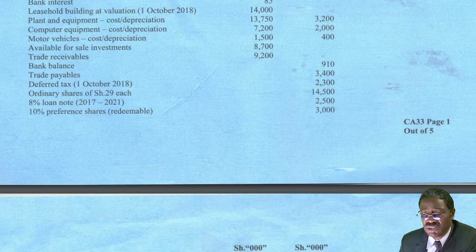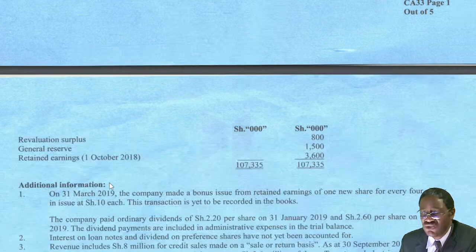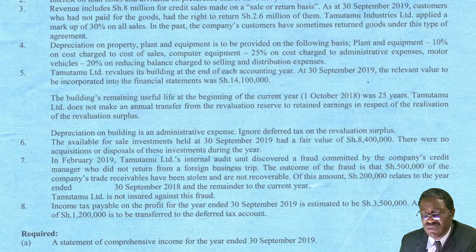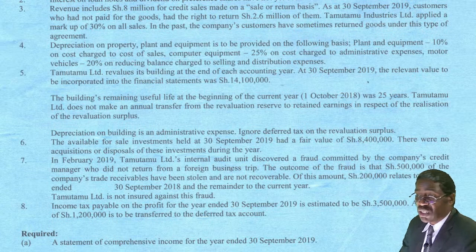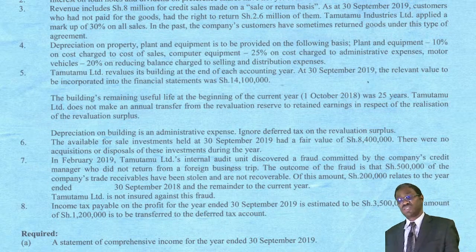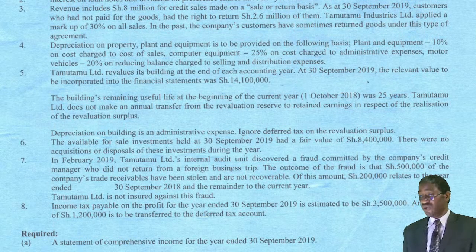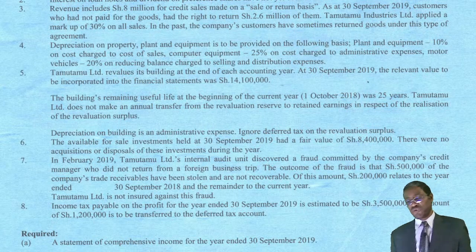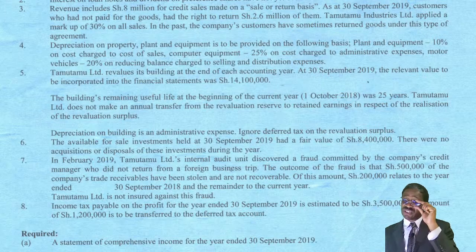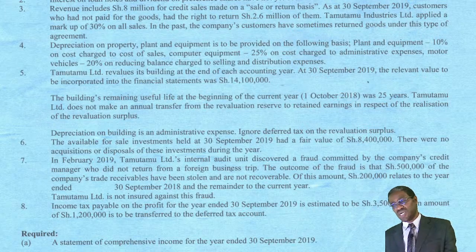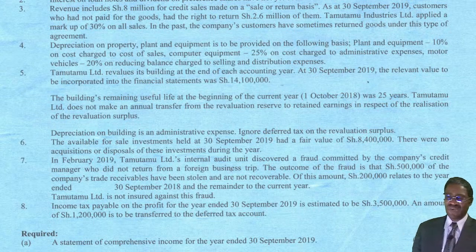From the additional information, we are being told it was revalued to how much? Note number 6 says it was revalued to 8.4. Are you seeing it's a loss on revaluation? This time we have a loss on revaluation. Your book value originally was 8.7 as per the trial balance, but the fair value at the end of the year is 8.4. I will talk about how to treat that loss of 300 later. That is not a big deal. Good. Let's go to the next note.